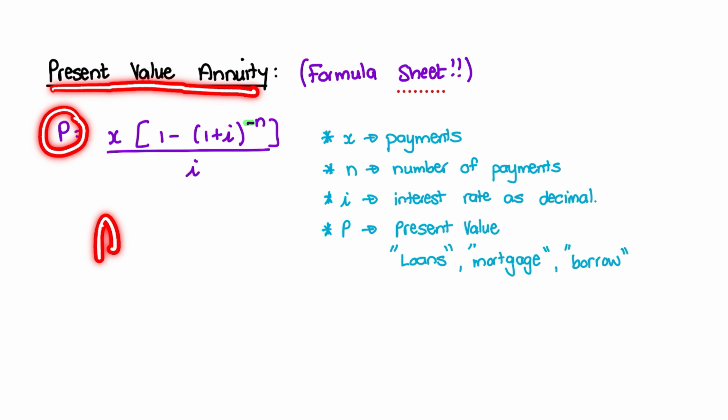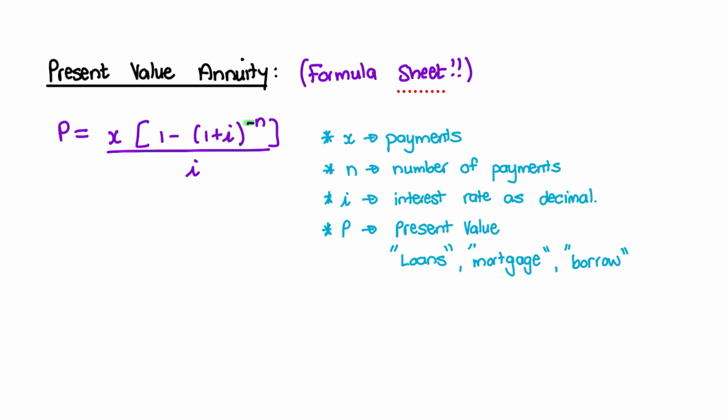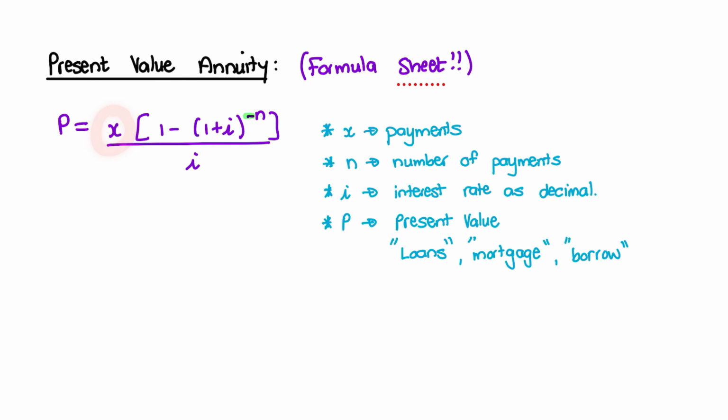Do not confuse it with the P from compound interest or simple interest. That P represents the original investment, but P here represents the value of a loan, a mortgage, or money that we have borrowed. X represents regular payments. It does not have to be monthly payments. It can also be quarterly, semi-annually, weekly, or daily.